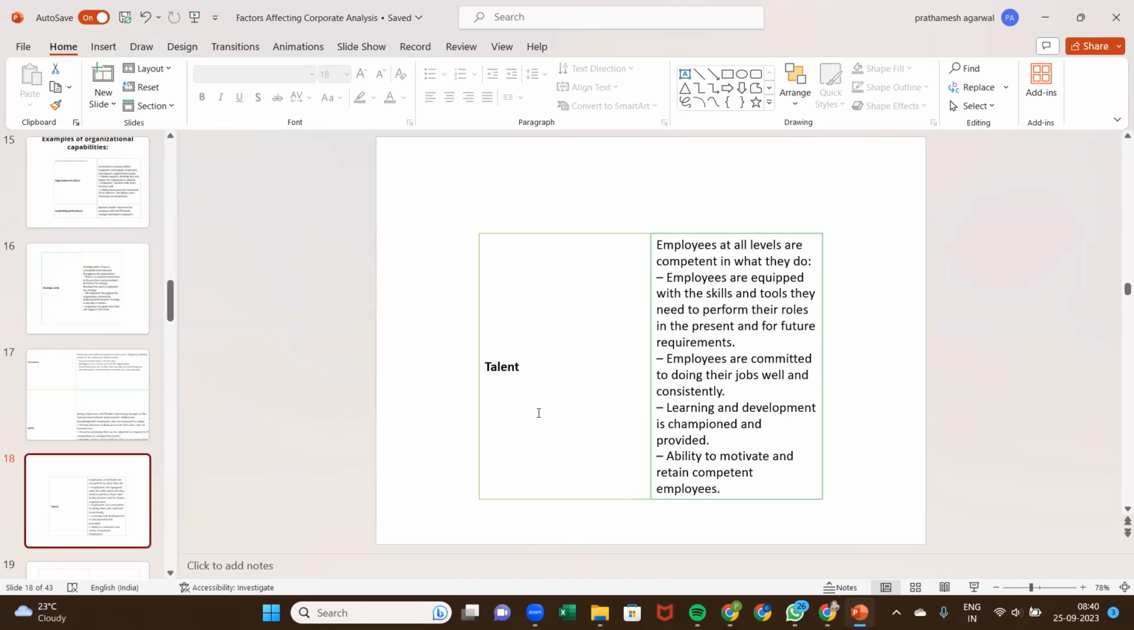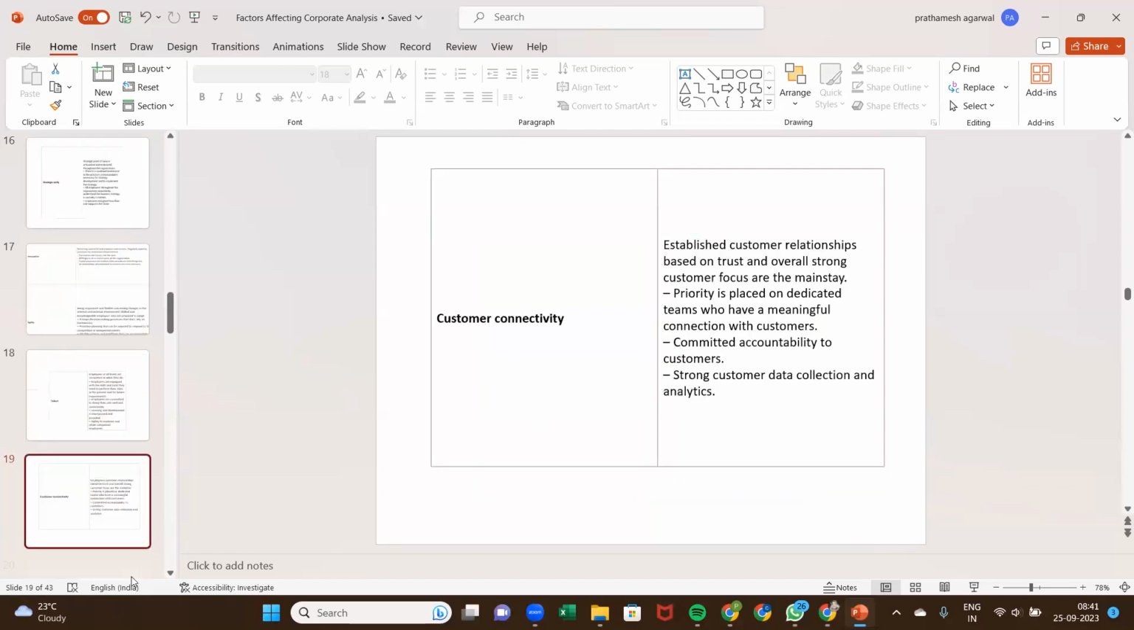Talent. Employees at all levels are competent in what they do. Secondly, we all have the skill sets, right? Because you're given the job because you have those skill sets. Employees are equipped with the skills and tools they need to perform their roles in the present and for future requirements. Employees are committed to doing their jobs well and consistently. Learning and development is championed and provided. Ability to motivate and retain competent employees.